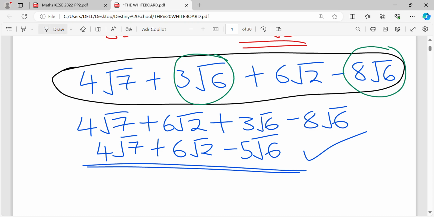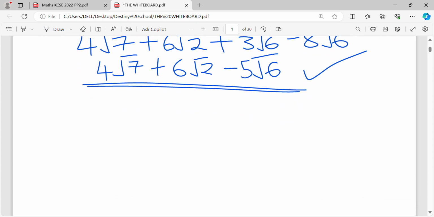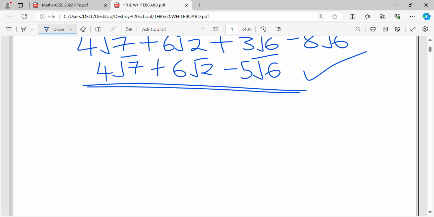So this is the best that answer can be. That is the best form of this answer, because root 7 is not the same as root 2, and also it's not the same as root 6. So that is what I mean when I talk about addition and subtraction of surds.